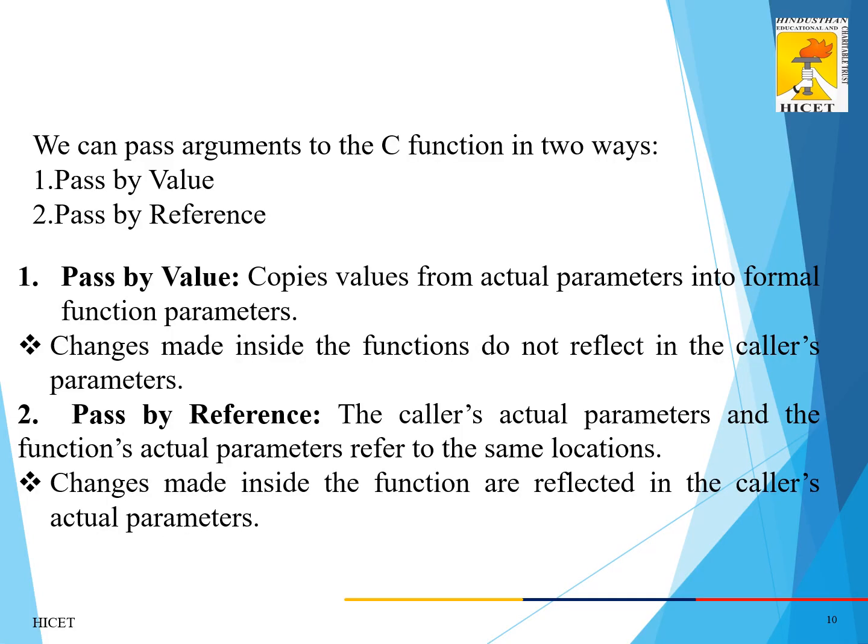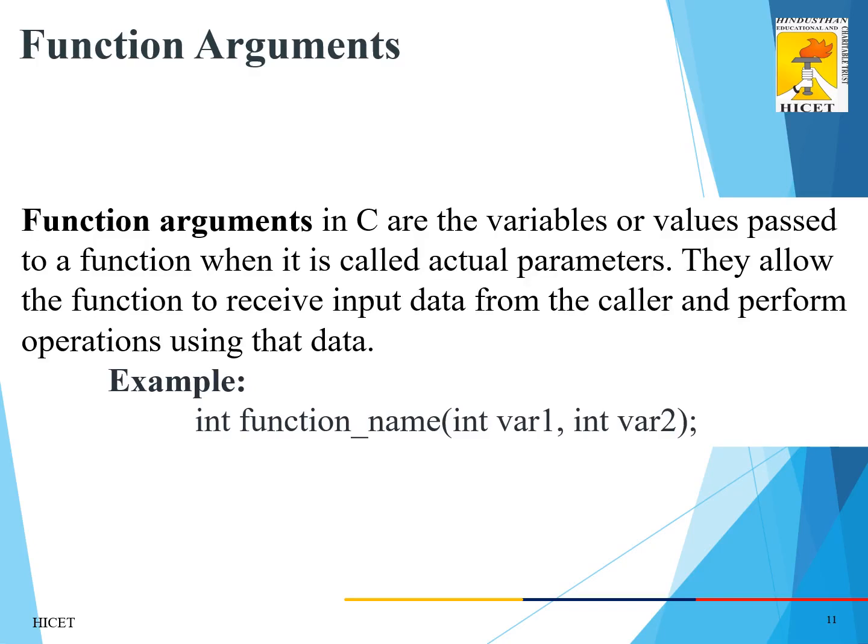In this slide, there are two main ways to pass arguments in C: pass by value and pass by reference. First one, pass by value. Only a copy of the value is sent to the function. So if we change it inside the function, it won't affect the original value. And next one is pass by reference. The function directly accesses the original value's memory location. That means any change made inside the function will reflect in the original values. This is useful when we want the function to update values. Let's see the next slide.